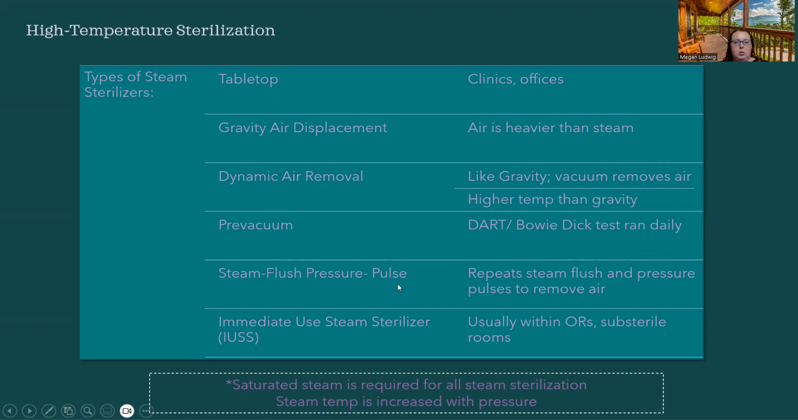Steam flush pressure pulse, we had mentioned that as being like an IUSS option. It repeats a steam flush and pressure pulse to remove the air, to suck all that air out. Notice it says here at the bottom, saturated steam is required for all steam sterilization. All of these have to have some sort of saturated steam in there. Steam temperature is increased with pressure, so you have to have an adequate pressure being placed on that steam to become effective.